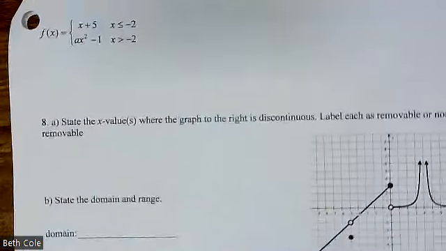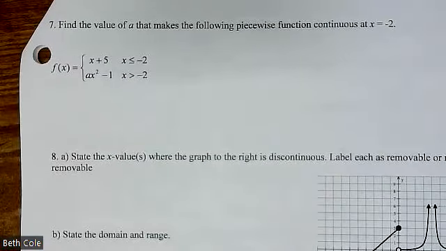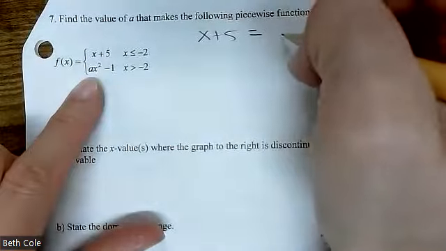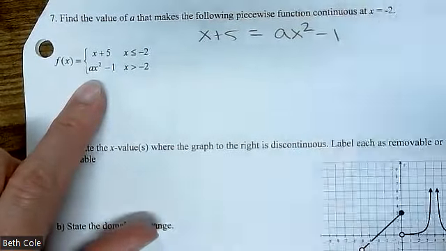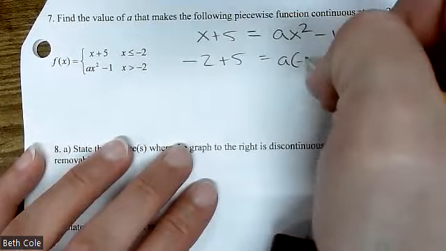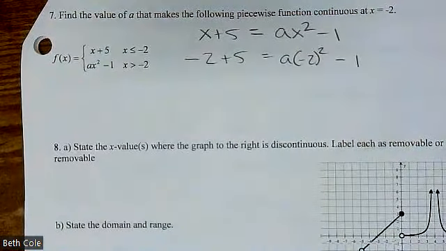Okay. Number 7, find A that makes the piecewise function continuous. Hey, guys, if it's continuous, you need the two pieces to do what? Equal each other. They need to meet up. So you're just going to take x plus 5, slap an equal sign in between, and then put the ax squared minus 1. You're just setting them equal. You want them to meet up, then you have to set them equal. And then you're going to plug in what for x? -2. It's going to tell you right there. You're going to plug in -2 everywhere that there is an x. And then it's algebra. You have to just do algebra until you figure it out.